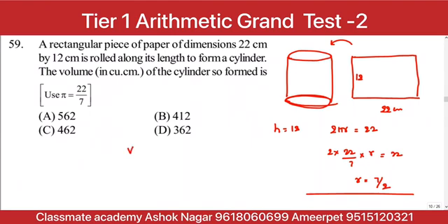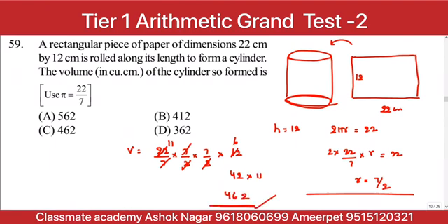So what is the volume? Pi r square. 7 by 2 into 7 by 2 into h. 7 7 you cancel. 11s are 6, 42. 11s are 462, right? And one more thing, you can do it without using all this.